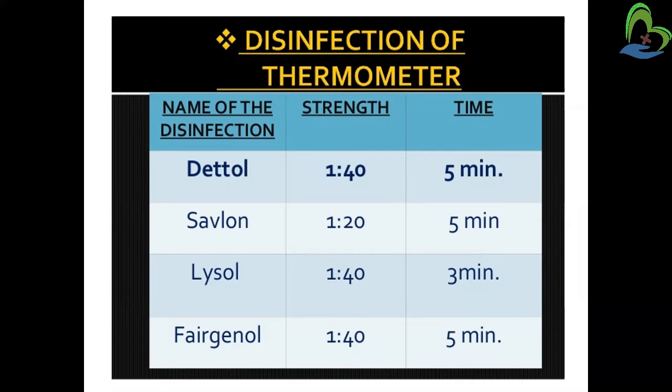So here is a table with the name of the disinfectants, the solution strength we have to use for cleaning the thermometer, and for what time we have to store it in that solution. So here the Dettol, the strength is 1 is to 40, for the time 5 minutes. In Savlon, 2 is to 20, that is 5 minutes. Lysol 1 is to 40 for 3 minutes, and Furginol is 1 is to 40, that is for 5 minutes.